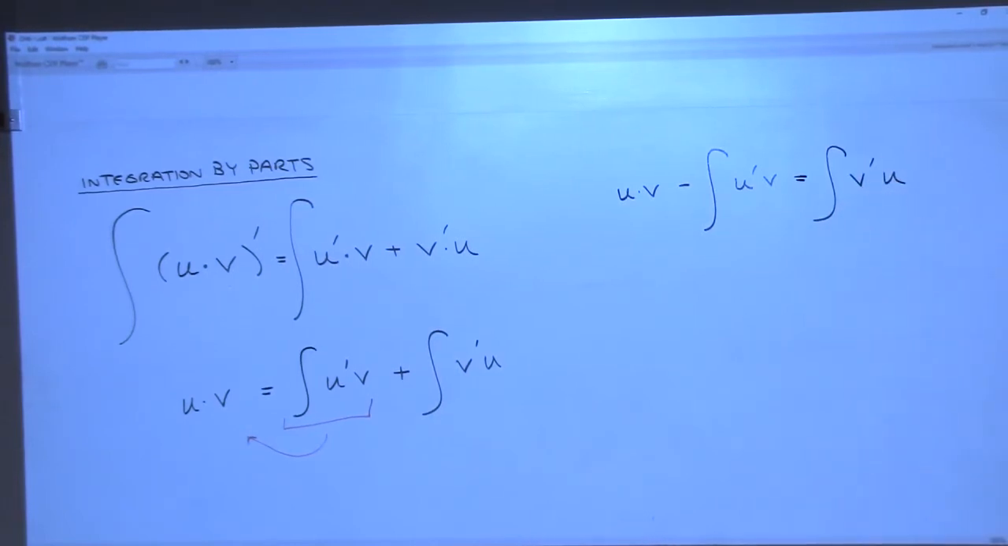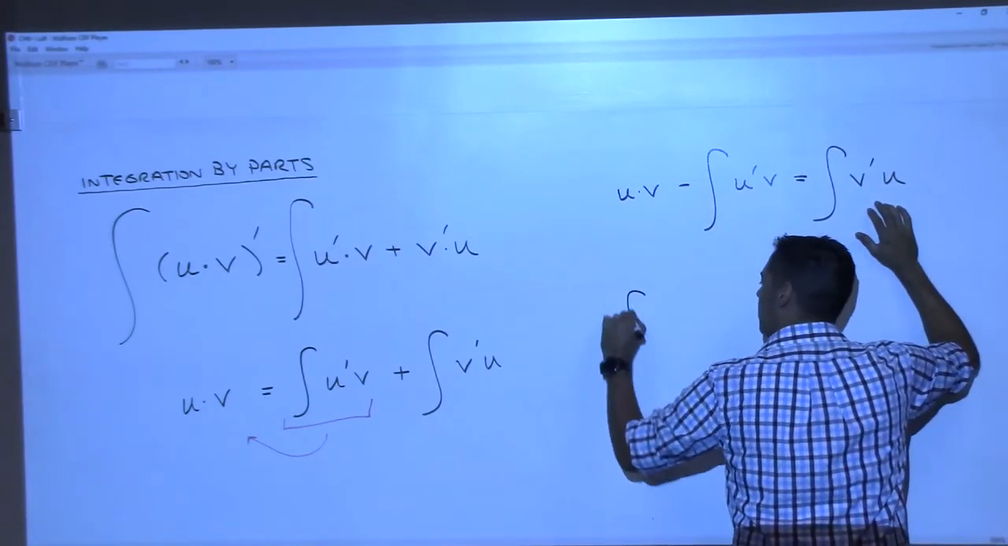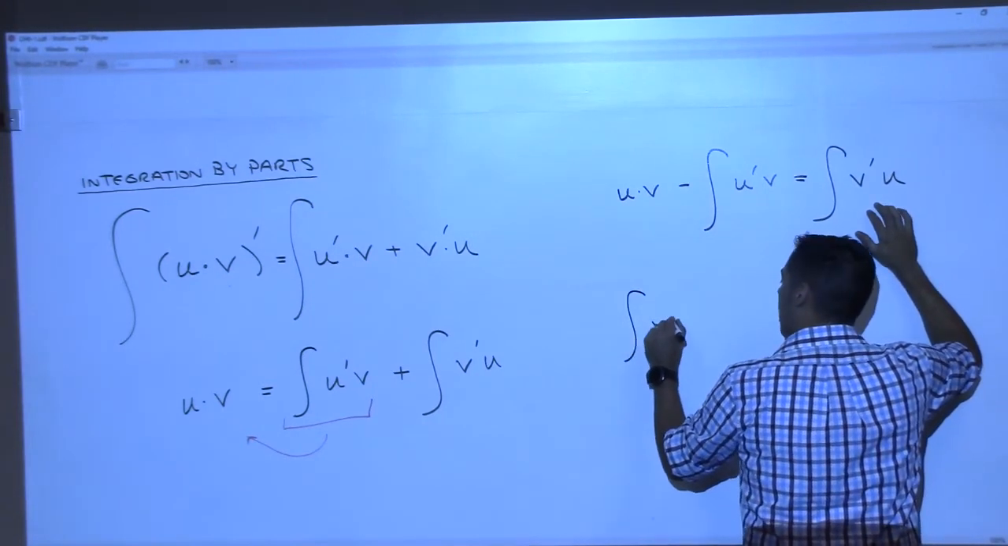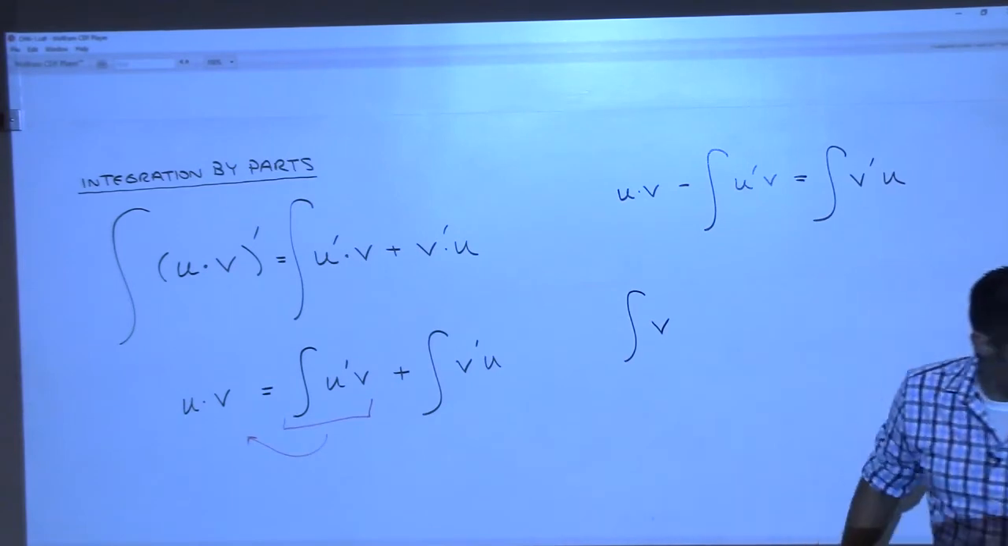Y'all still there? This is integration by parts. This is the formula. Now let me explain the formula, all right? Don't write this down as the master formula. Just hold on. I'm going to give you a master formula in a second. I'm just going to rewrite it. Let me write it like this.